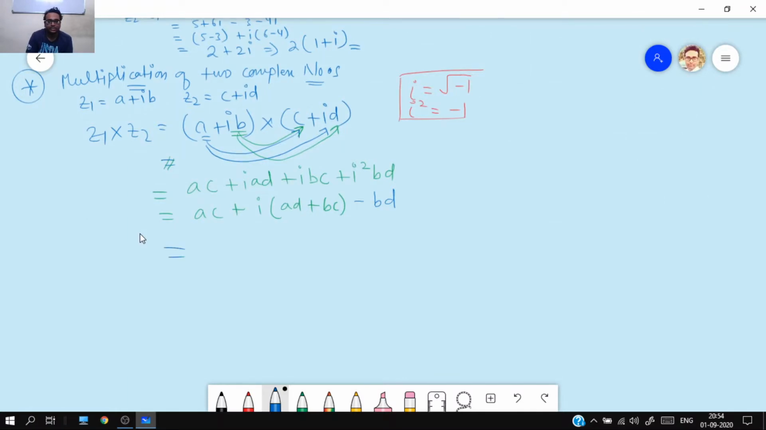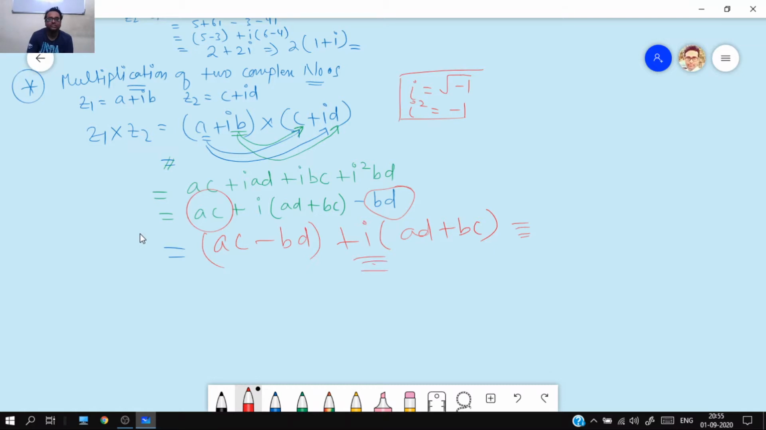Taking the real parts together, in this case we have two real parts which are ac and bd. How to know which is real part and which is imaginary part? A real part doesn't have i attached to it. That is called a real part. So ac minus bd taking together plus i, ad plus bc. So this is the general formula for multiplication of two complex numbers, but you don't need to remember all these things.